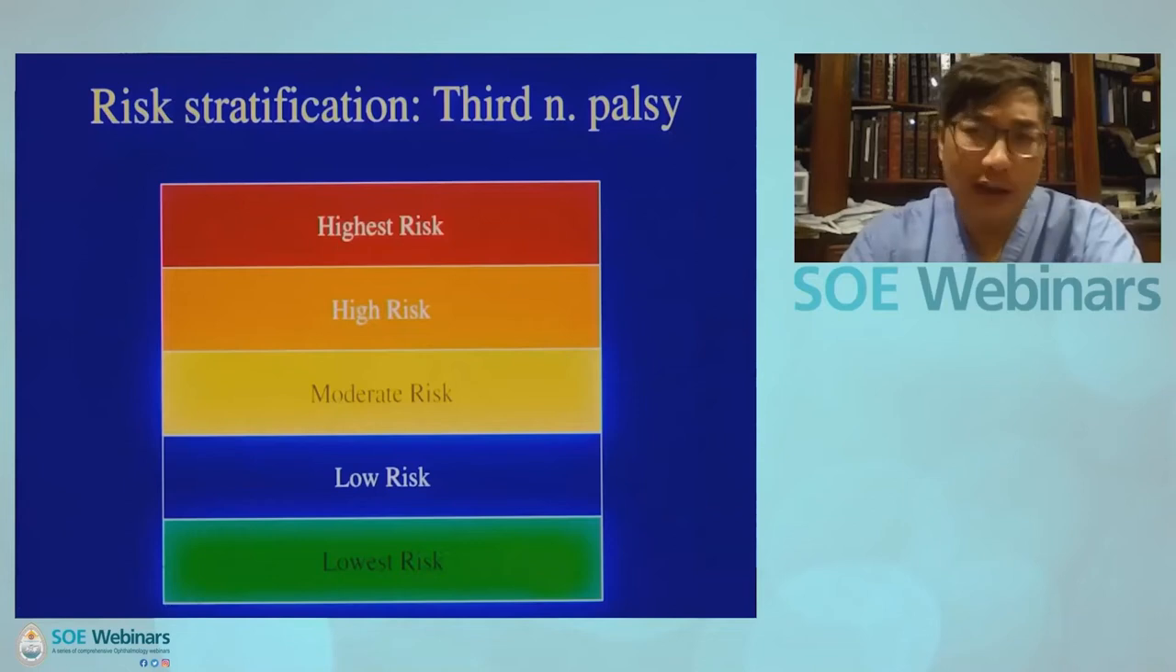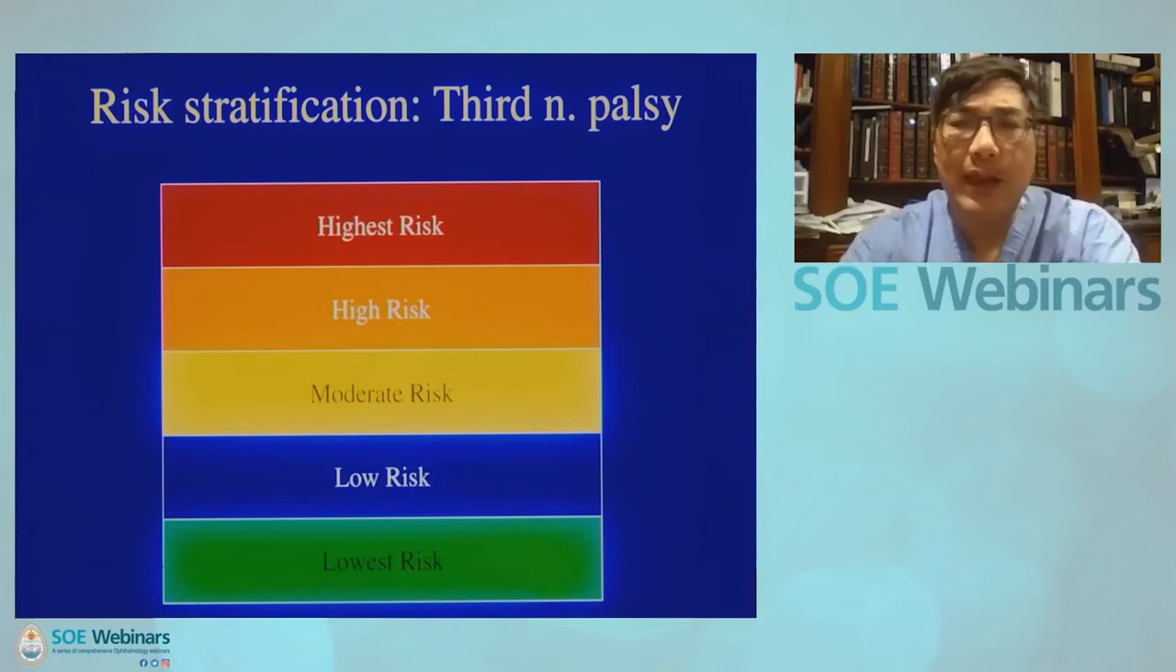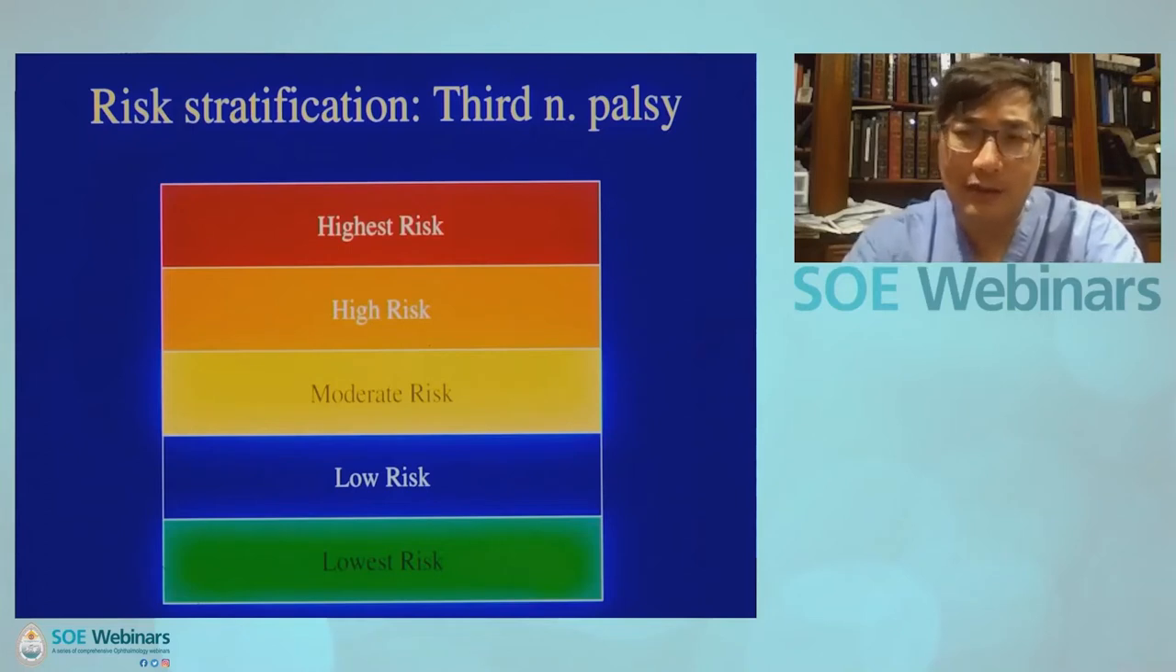So there's a risk stratification for these third nerve palsies. In the red zone, the highest risk, subarachnoid hemorrhage and worst headache of my life. It doesn't matter what the pupil is doing in that third nerve palsy. High risk, pupil-involved third nerve palsy. That's the rule of the pupil. A pupil-involved third nerve palsy is an aneurysm of the posterior communicating artery until proven otherwise.